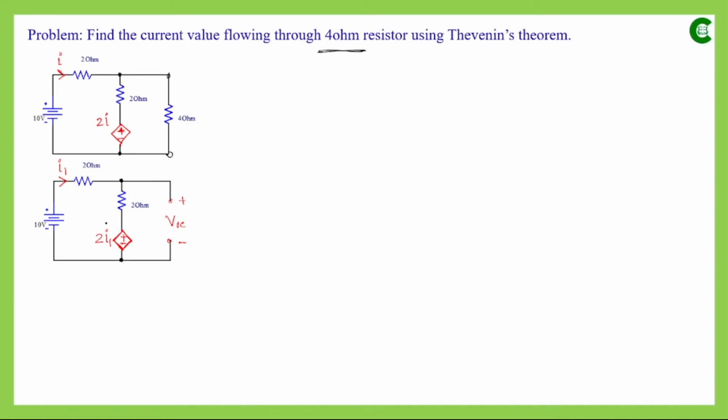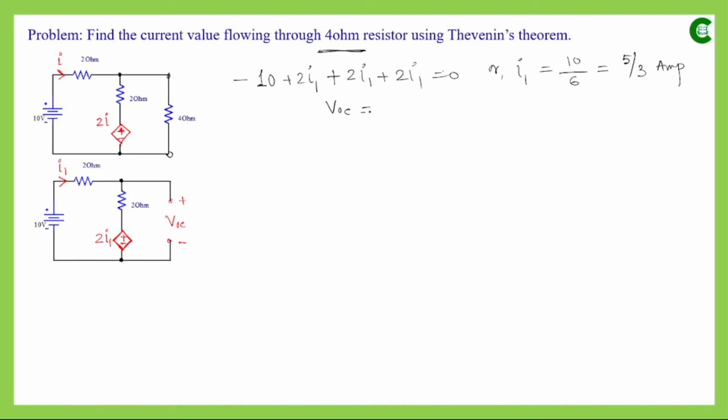So if we apply KVL in this closed path, it will be minus 10, then plus 2I1. This 2I1 is the voltage drop across this resistor. Then again through this resistor 2I1 current will be flowing because we don't have any other source from where another current will come. So the current through this 2 ohm resistor will be I1 only. So it will be 2I1 again. Then the voltage value of this dependent voltage source, which is again 2I1, and that will be equal to 0. Now if we simplify for I1, this equation will give us the value of I1 as 10 by 6, so 5 by 3 ampere.